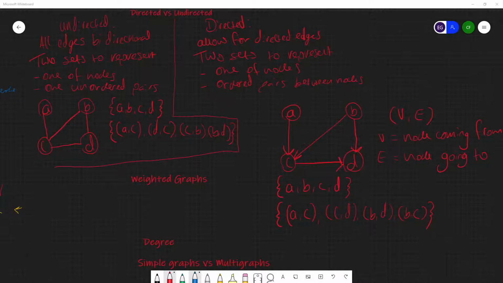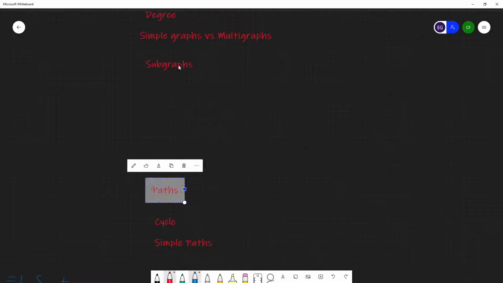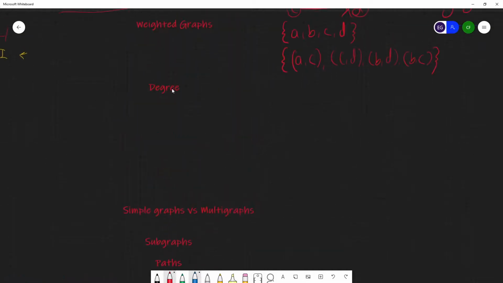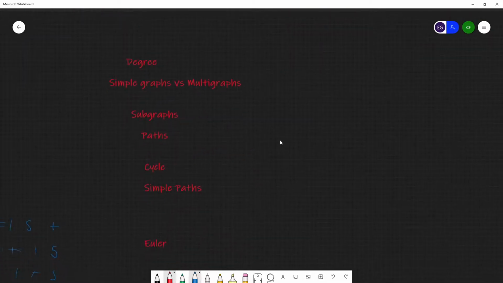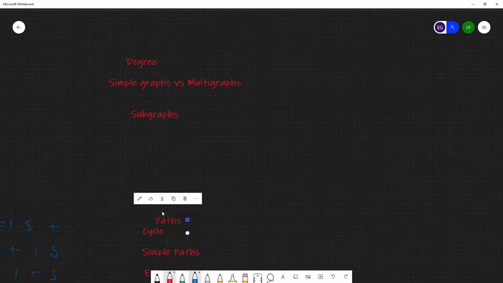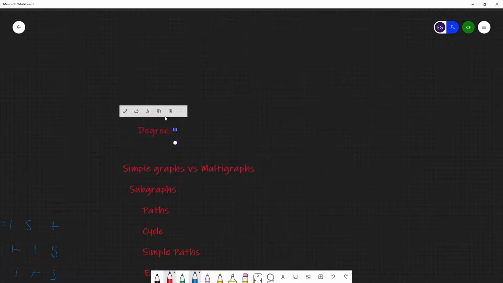Okay? So that's a directional graph, or directed graph. Now, I think next we need to look at weighted graphs. So I'm just going to move all the stuff down again. So we've got weighted graphs. Weighted graphs essentially mean that each edge has a weight on it.